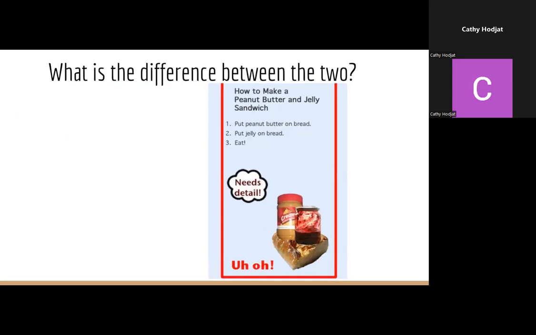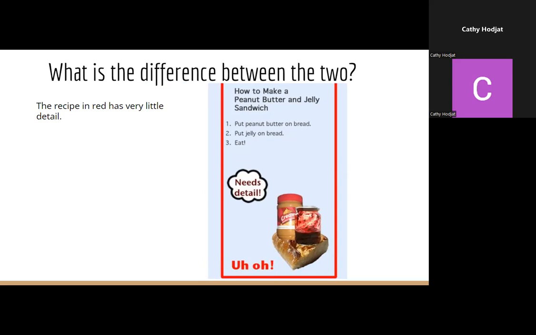Now, the first one, like you both said, not a lot of detail. And we can see this picture here of the finished product. Put peanut butter on bread. Put jelly on bread. Eat. Would you really eat that? Yeah, I wouldn't follow step 3 for that. Not a lot of detail. For someone who has never made a peanut butter and jelly sandwich, they don't understand.